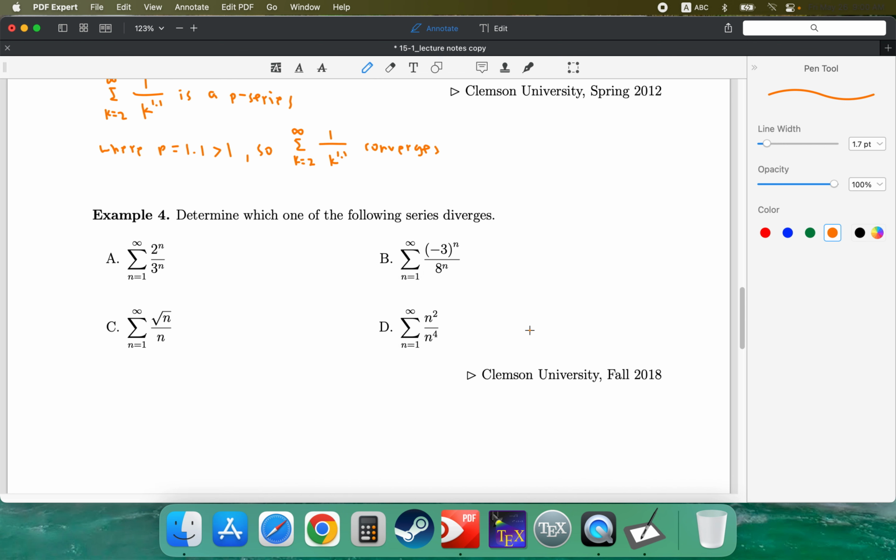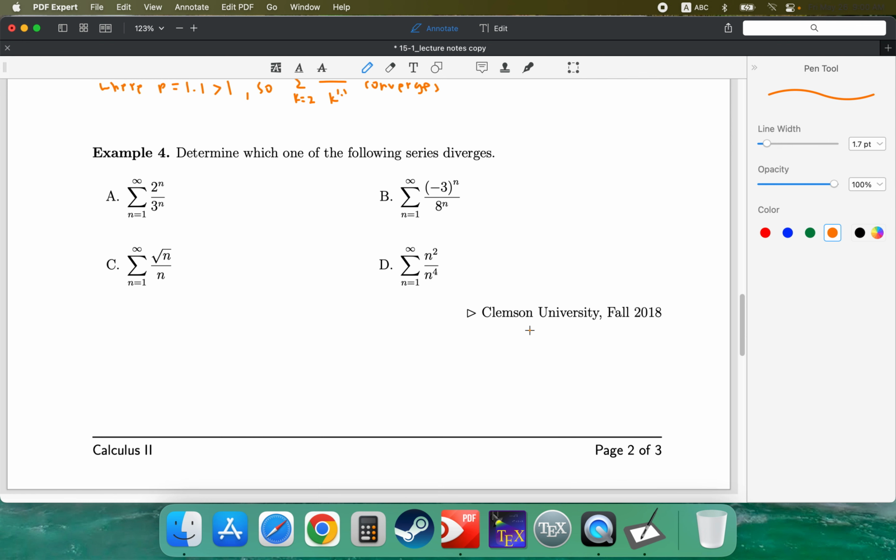Now let's take a look at example 4. Determine which of the following series diverges. I think this is a very good problem because it helps us to review something. So let's take a look at this together. So first, you have summation of 2 to the n over 3 to the n. What kind of series is this?